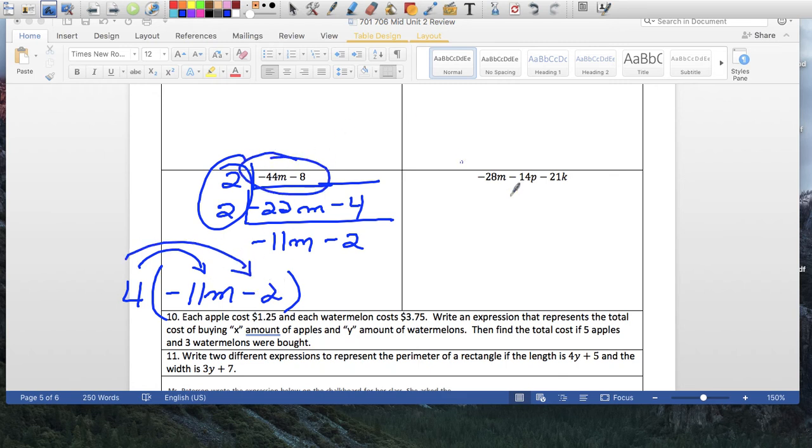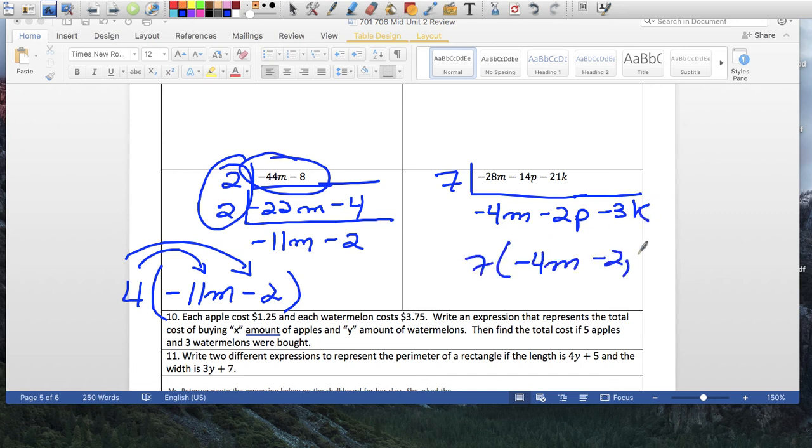So I go back to that expression. Same thing here. 2 works, no. 3, no. 4, 5, 6, 7 works. 7 goes into negative 28, negative 4m. 7 goes into 14, negative 2 times. And 7 goes into negative 21, negative 3k times. So my final answer will look like this. And again, please check. Multiply these, applying the distributive property to see if you get the original expression, and you do.